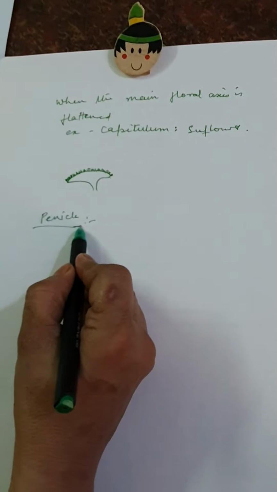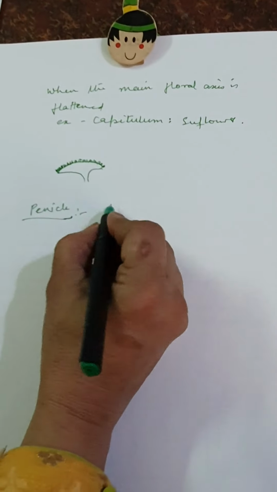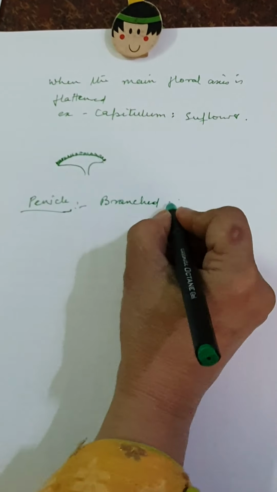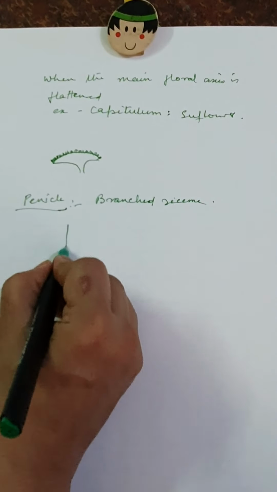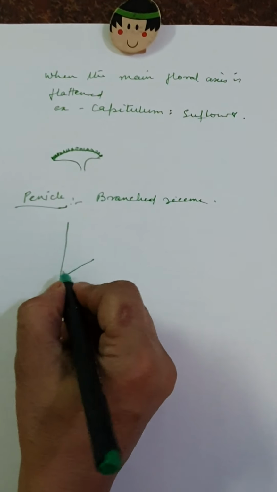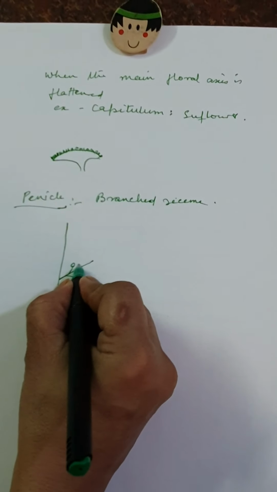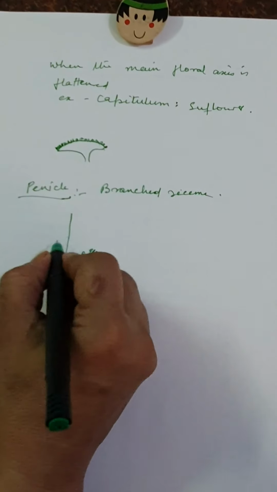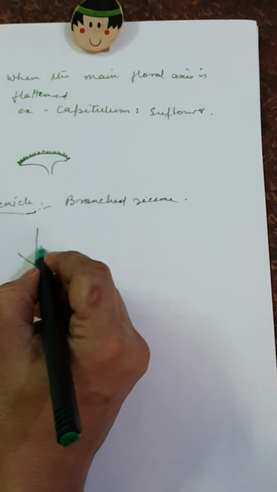One more type of inflorescence is panicle, which I told you about earlier. It is a branched raceme. Branched raceme means an elongated main axis, and a raceme is attached to the main axis. This is an independent raceme, which is attached to the main axis in an acropetal manner. So panicle is the branched raceme. Thank you.